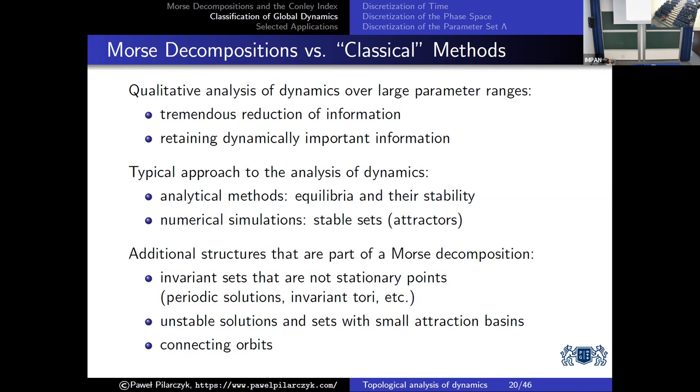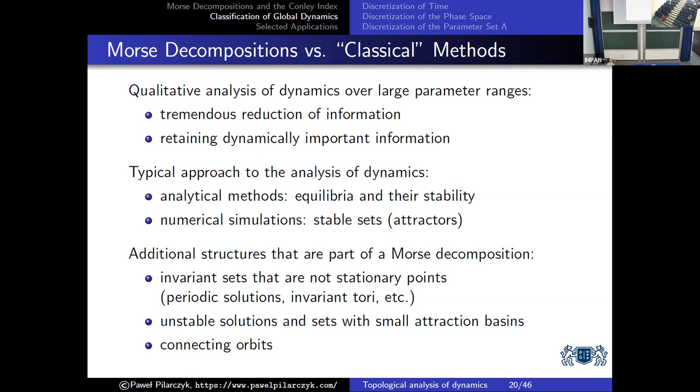There are a lot of numerical simulations that can be done for dynamical systems, but then you essentially get stable sets. You iterate some trajectory in the simplest setting, using the Runge-Kutta method or some other numerical method. And then the trajectories that you start from different points in the space stabilize at some points, and you get only attractors.